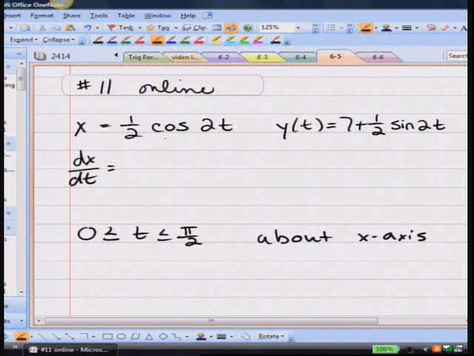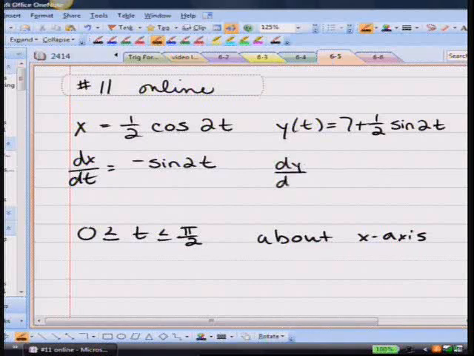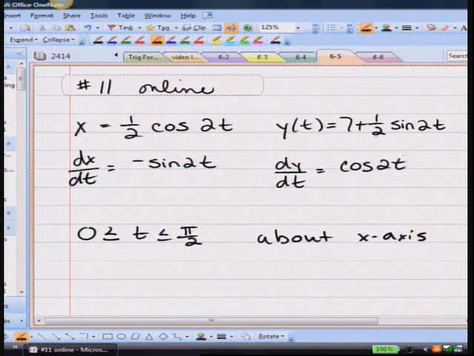And so the derivative here, the derivative of the cosine is negative sine, but you have the chain rule here because you're going to have to put a 2 in front. And so it's going to cancel with that half. So that's going to be negative sine 2t. And dy dt is going to be, the derivative of the sine is cosine, but again you have the chain rule, so this will be cosine 2t. And then the derivative of 7 is just 0.